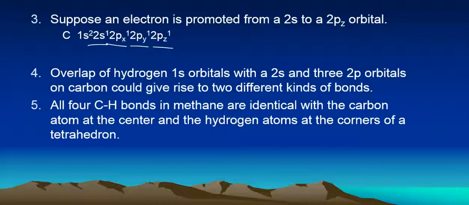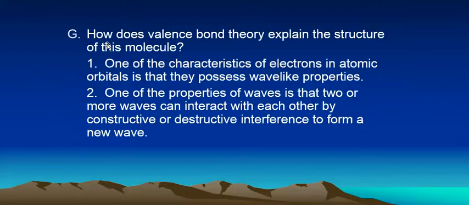Now when we overlap hydrogen's 1s orbitals with a 2s and three 2p orbitals, that could give rise to two different kinds of bonds. But all four carbon-hydrogen bonds in methane are identical. So how does valence bond theory explain the structure of this molecule? Well, one of the characteristics of electrons is that they possess wave-like properties. And one of the properties of waves is that two or more waves can interact with each other to form a new wave.